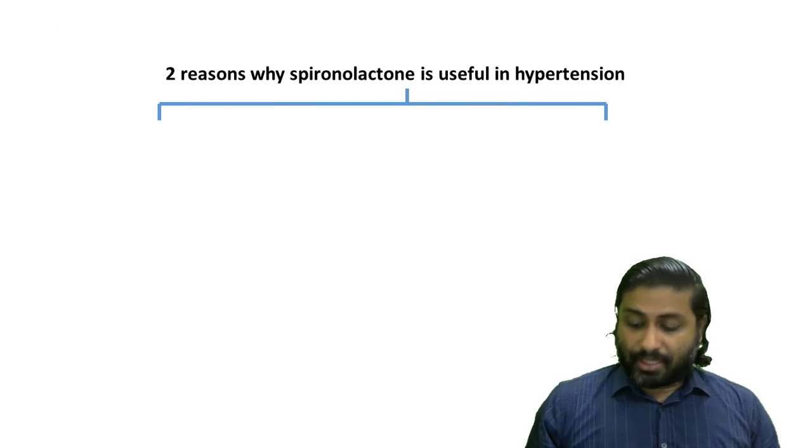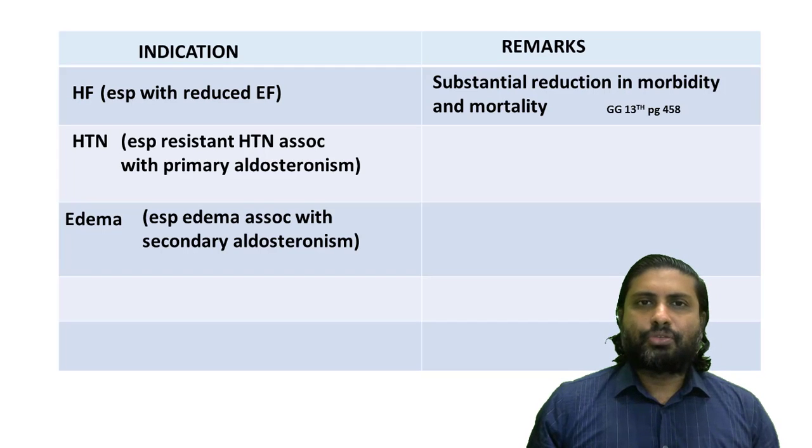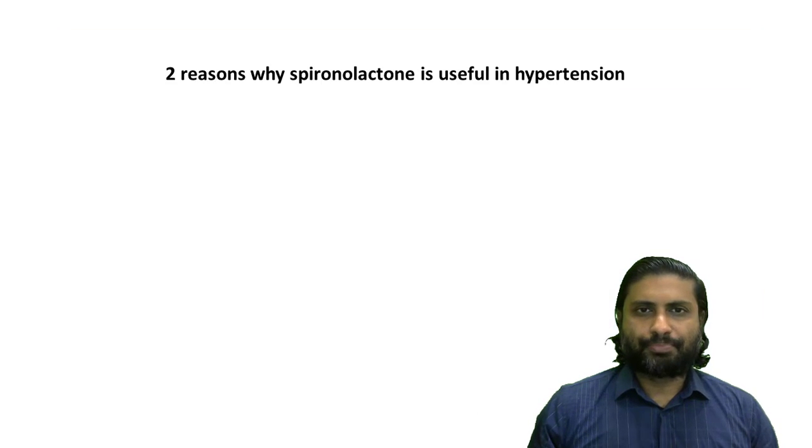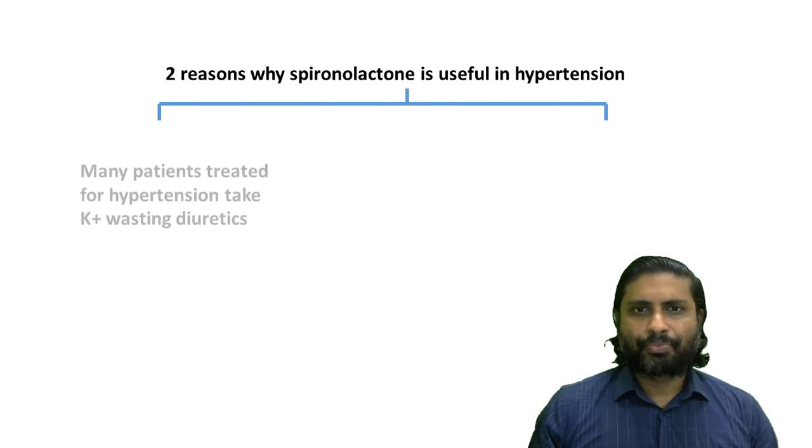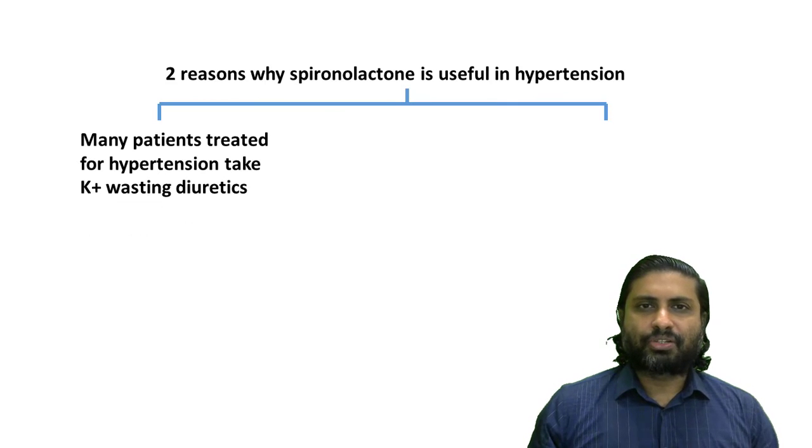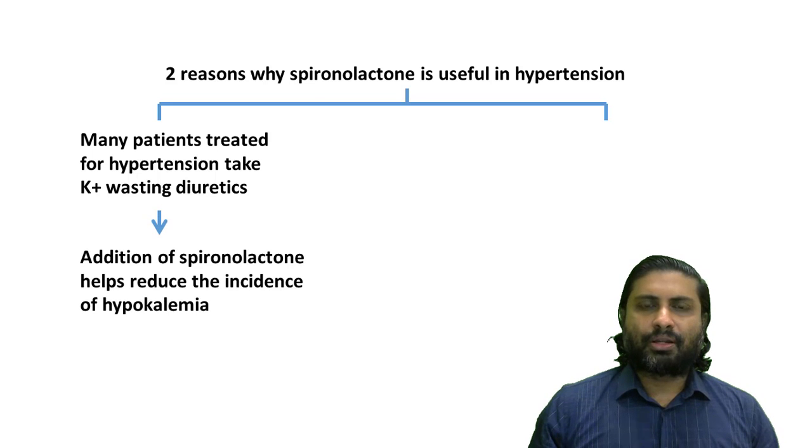Now, regarding the use of spironolactone in heart failure, we shall see more about this in lectures about heart failure. But I shall discuss very briefly the role of spironolactone in hypertension. Now, there are two reasons why spironolactone is useful in hypertension. Firstly, most patients treated with hypertension are treated with potassium wasting diuretics and are at higher risk of developing hypokalemia. The addition of spironolactone to these patients can ameliorate this risk.